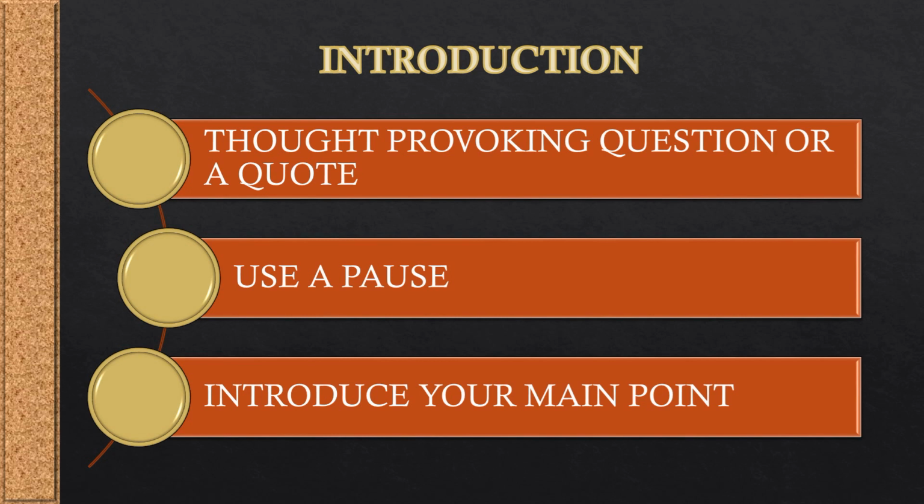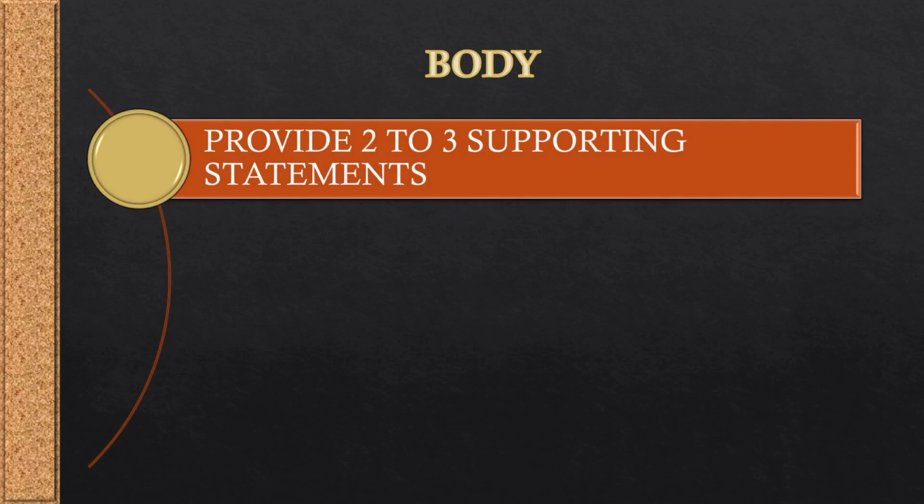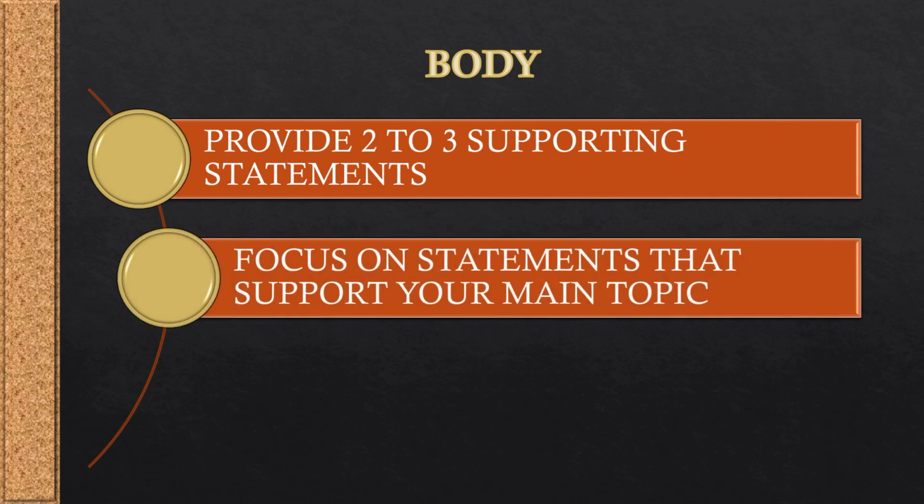Now that you got them and you've introduced your main points, you need to support it, and that's through the body. We're going to provide 2 to 3 supporting statements. Normally, a person stops remembering what you're saying after 4 or 5 statements. So that's why we're going to make sure those 2 to 3 supporting statements are absolutely related to the main point and drives the main point home. You're going to focus on that statement that supports your main topic. This is the key for people to make the body a great element of a speech.